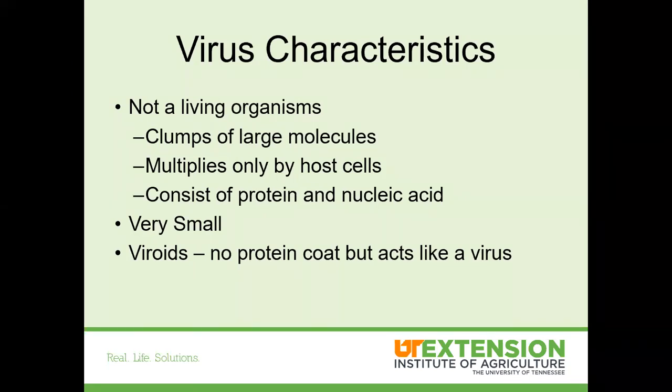Individual virus particles are extremely small and can only be seen using an electron microscope, and they're very tricky because the viruses attach to these proteins and they can change based on the environment that they are growing in. So we have these little things called viroids. They don't have a protein coat, but they can act like a virus.